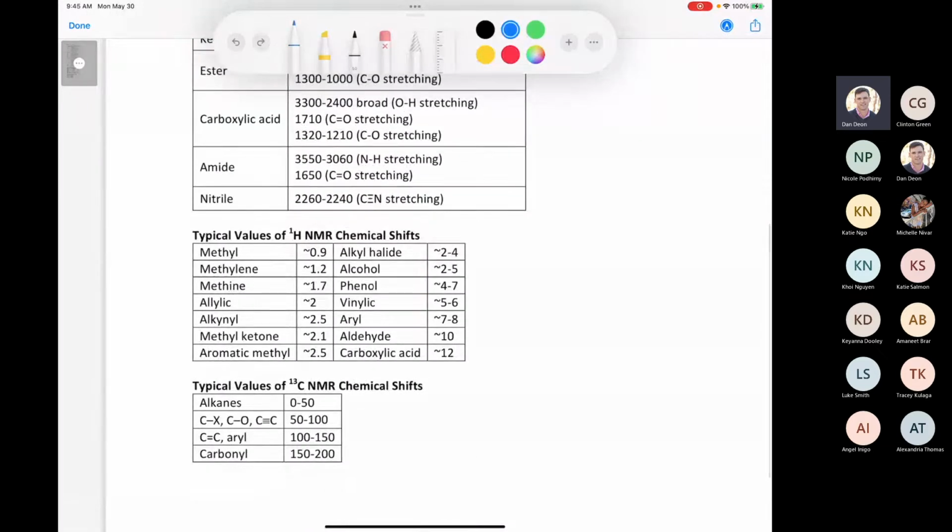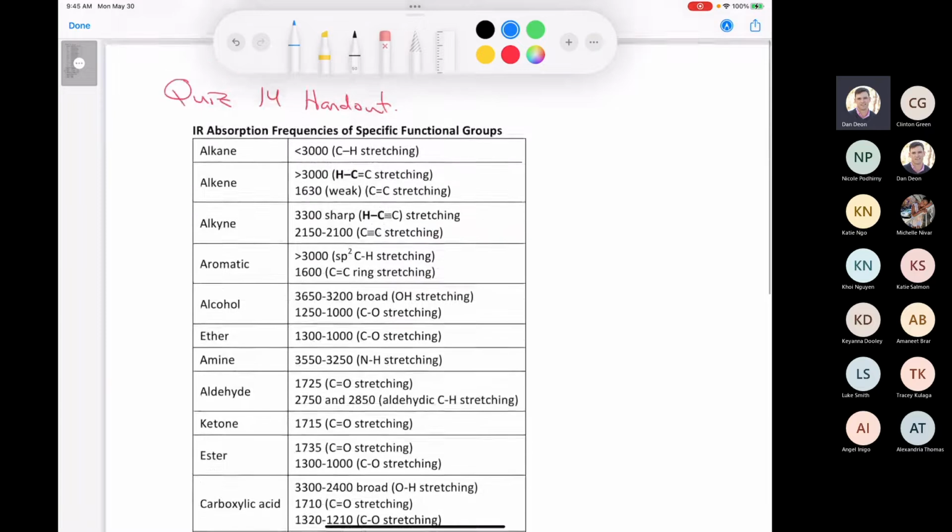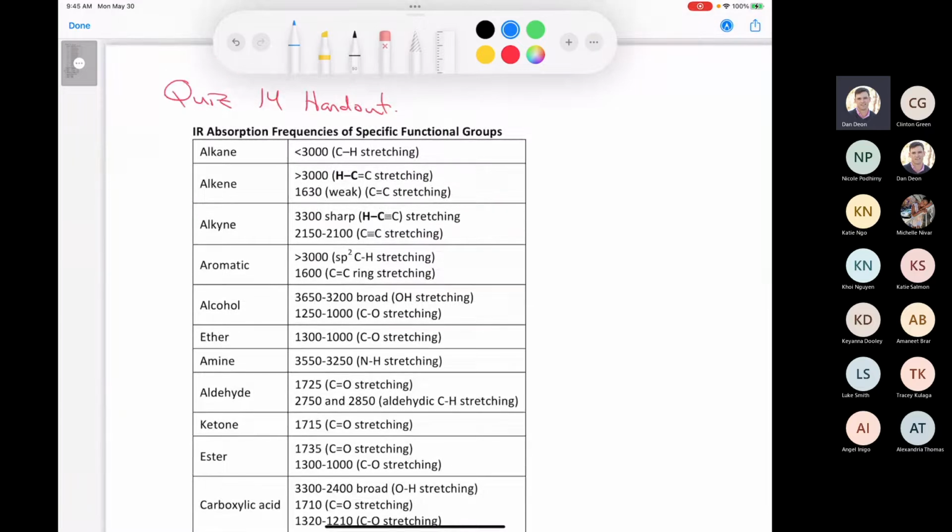The stuff at the bottom, this is from chapter 15. So you don't have to worry about that for this quiz, but I just leave it on here. So I will give you this for your quizzes. However, you will not have this handout for the final exam. Okay, you don't get a handout for the final exam, only for the quizzes.